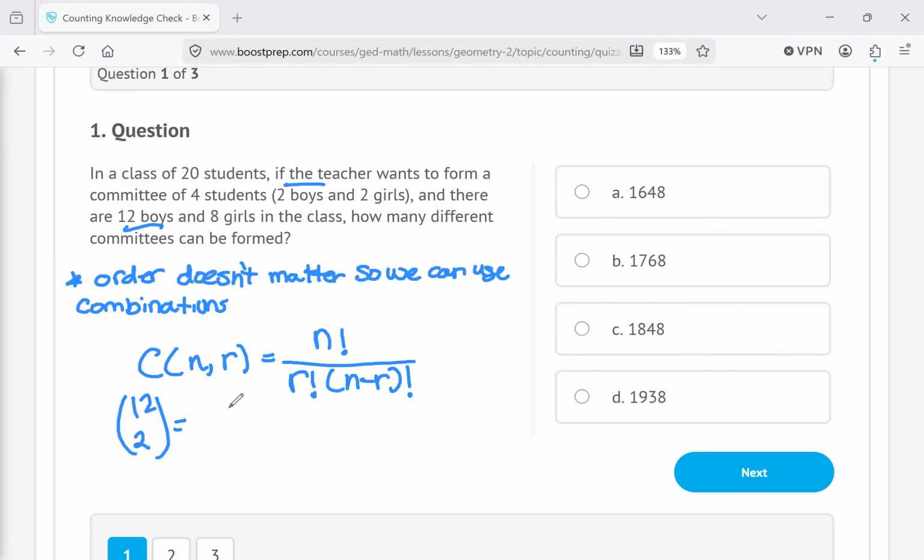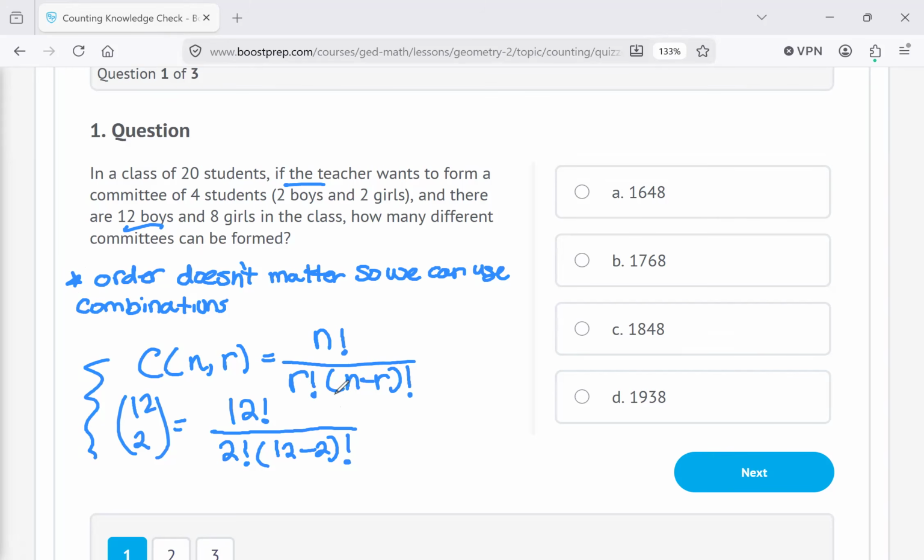So it's going to be 12 factorial, and then this would be r, so it's going to be 2 factorial, and then it's going to be 12 minus 2 factorial. So you see what I did? I now use combination. The n, the 12, is usually the larger number, and the r is the smaller number. We're doing this for the combination of boys. There's a total of 12 boys, so that's why my n is 12, and we pick two boys, so that's why my r is 2.